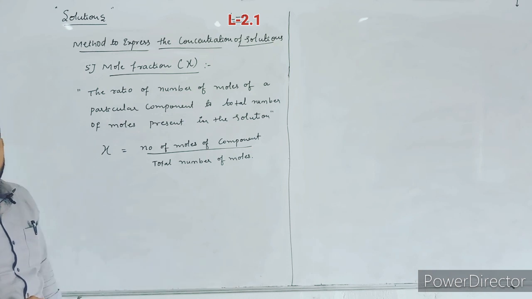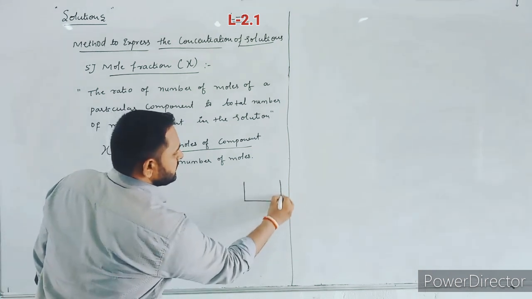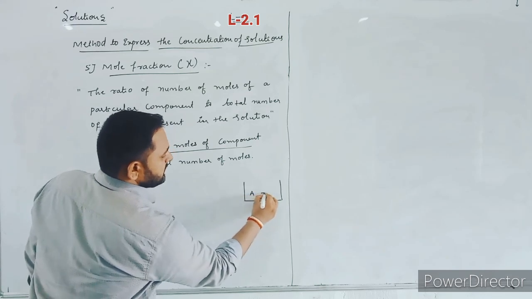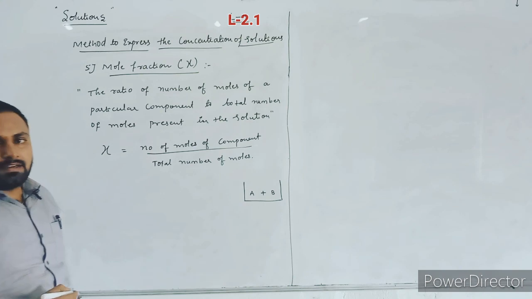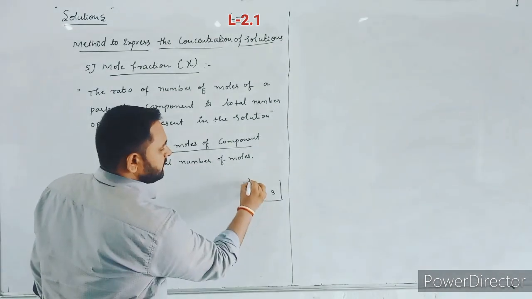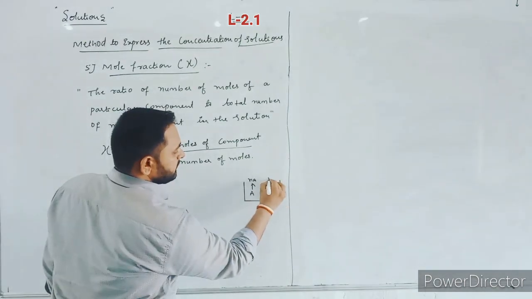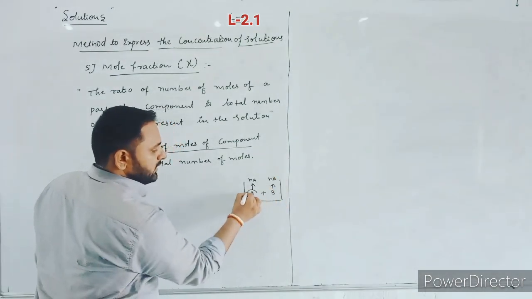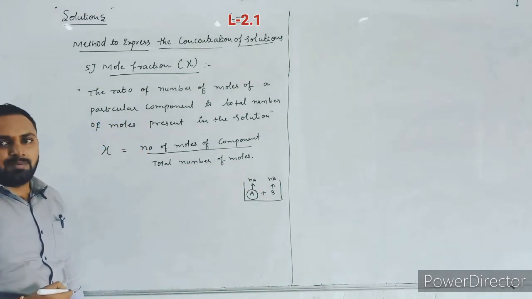For example, let us consider a solution of two gases. Here in this solution, there are two gases, A gas and B gas. In this solution, let us consider the number of moles of A gas is Na. Number of moles of B gas is Nb. In this solution, if you want to calculate mole fraction of A, then let us write mathematical expression here.